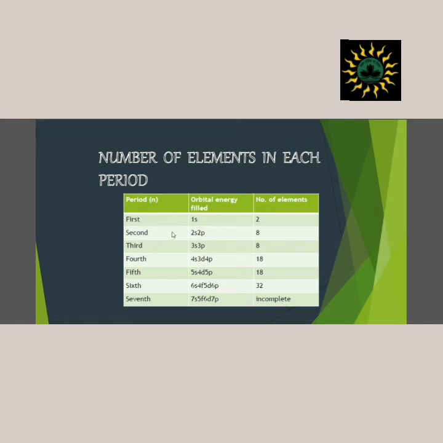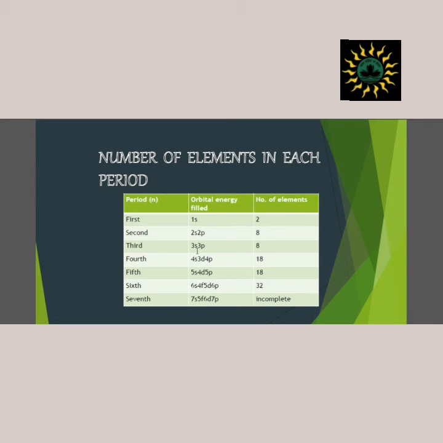Now in the first period, you'll see that the electronic configuration is only 1s. Now the s orbital consists of 2 electrons, that means 2 protons will be there. So the number of elements will be 2. In the second period, the configuration is 2s2 2p6. So 2s2 means 2 electrons and p6 means 6 electrons. 2 plus 6, 8 electrons are there. 8 electrons means 8 protons. So it will be in increasing order of protons, atomic number. So the total number of elements will be 8.